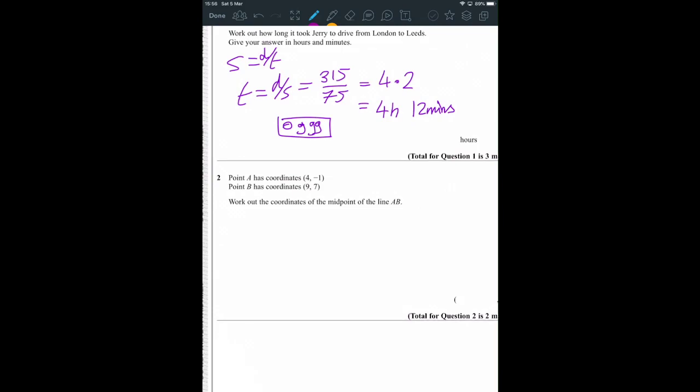Point A has these coordinates, B has those. We are looking for the midpoint of the line AB. Remembering our formula, the midpoint is the average of the x as the new x coordinate and the average of the y as the new y coordinate. So that's 6.5, 3 as our midpoint there.